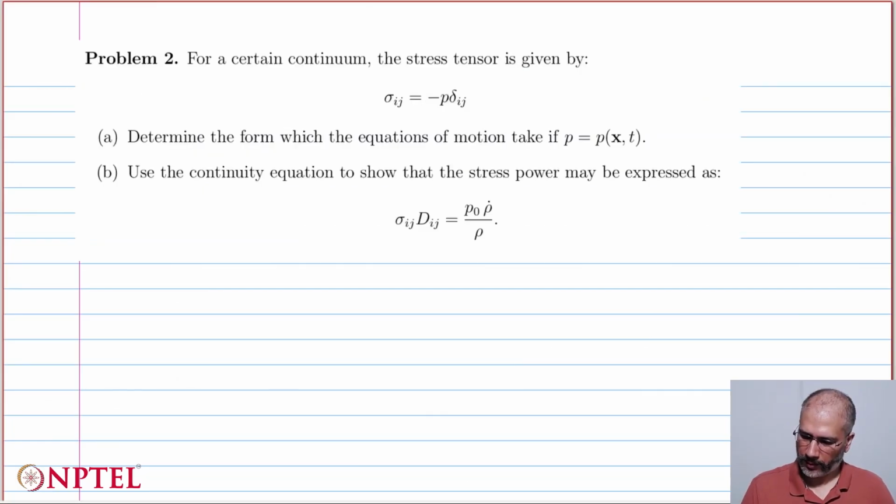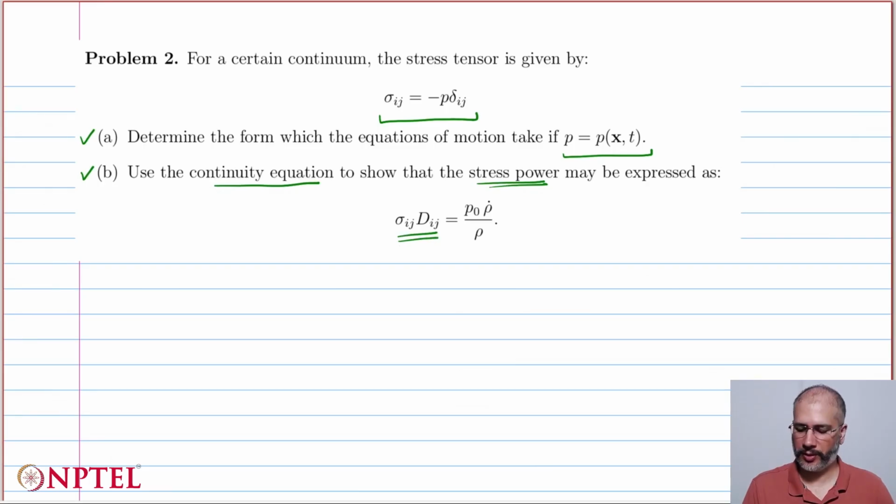So in problem 2, we are given that the stress tensor, the Cauchy stress tensor, is spherical. You can see it's minus p times delta ij. In the first part, we have to determine the form which the equations of motion will take if pressure was a function of x and t. And in part B, we have to use the continuity equation to show that the stress power, which is sigma ij dij, can be expressed as this. Actually, this is just P, not a P naught. So let us solve this problem.